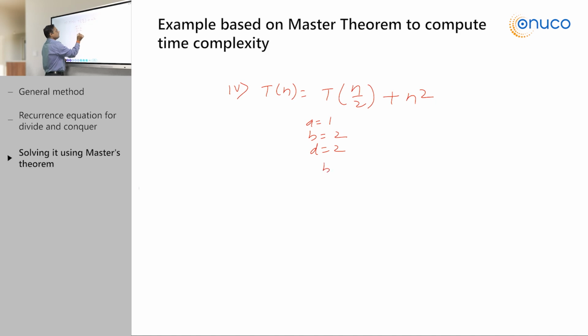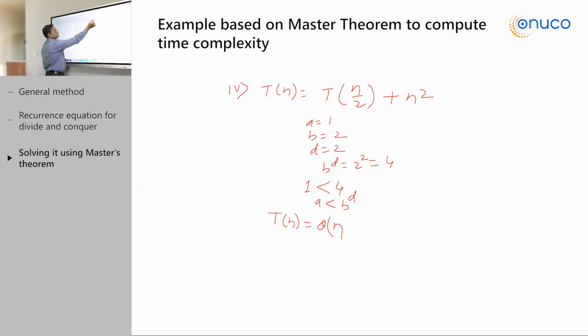So we will compare B to the power D: 2 squared is equal to 4. Now you are going to compare A and B to the power D. A is 1, B to the power D is 4. So you can see that A is less than B to the power D. In that case, time complexity will be theta of n to the power D.